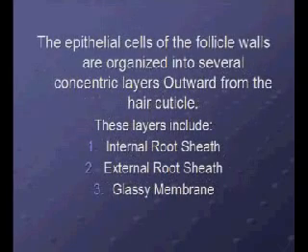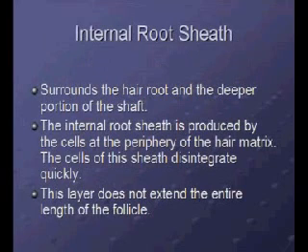The epithelial cells of the follicle walls are organized into several concentric layers outward from the hair cuticle. These layers are the internal root sheath, the external root sheath, and the glassy membrane. Again, this was shown to you in earlier slides, and I would expect you to be able to identify this in your lab. The internal root sheath surrounds the hair root and the deeper portions of the shaft. It is produced by cells at the periphery of the hair matrix. The cells of this sheath disintegrate very quickly. This layer does not extend the entire length of the follicle.